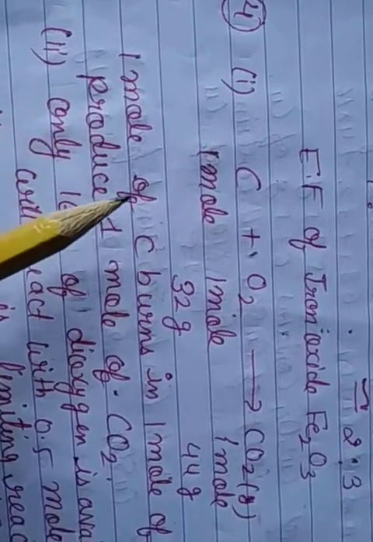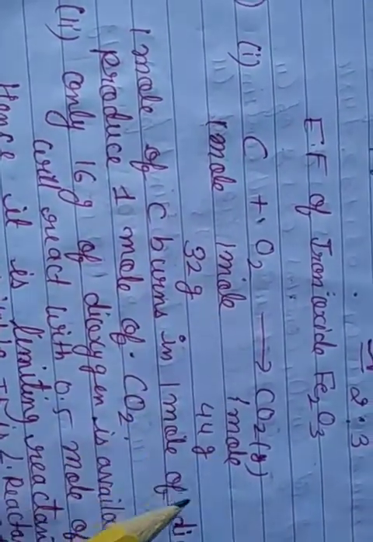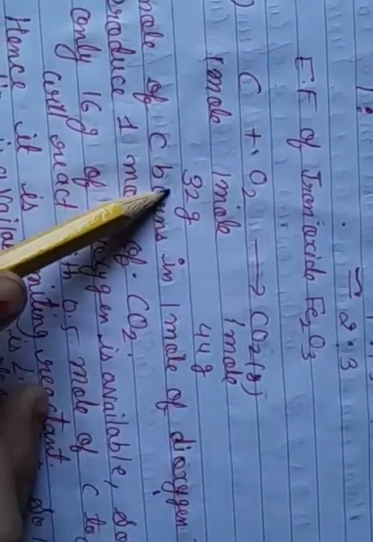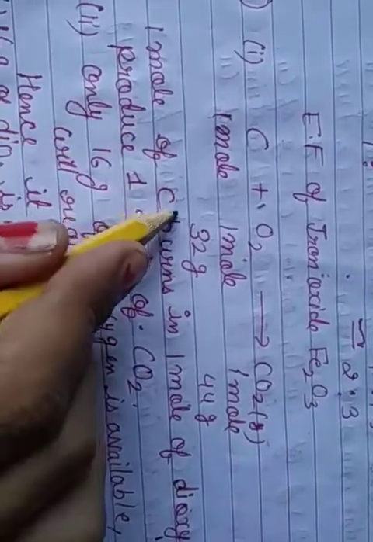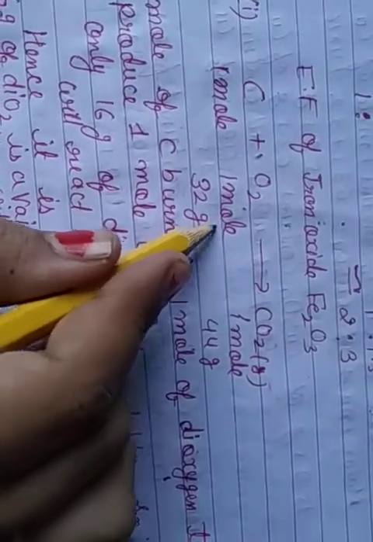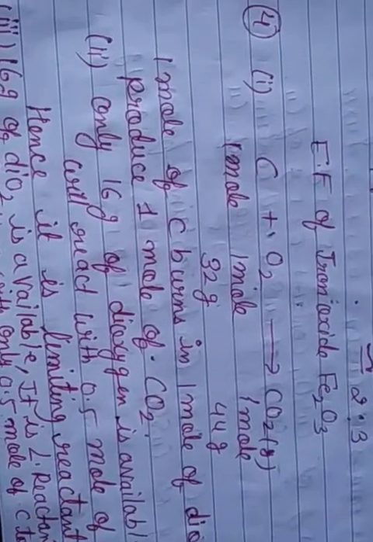So the question first is 1 mole of carbon is burnt in air. So 1 mole of carbon burnt in air requires dioxygen 32 gram. So 1 mole of carbon burnt in 1 mole of dioxygen produces 1 mole of CO2. This is the answer.